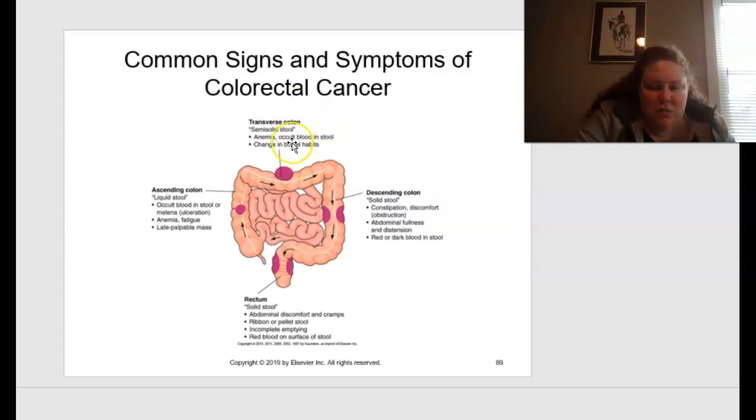You also have changes in your bowel habits. In the descending colon, you have a solid stool, and this would be constipation, discomfort or obstruction, abdominal fullness and distension, as well as red or dark blood in the stool. If you have the colorectal cancer more in the rectal area, this is going to have the formation of a solid stool with abdominal discomfort and cramps. You have a ribbon or pellet stool with incomplete emptying and red blood on the surface of the stool.